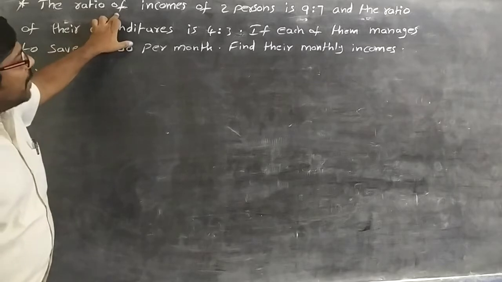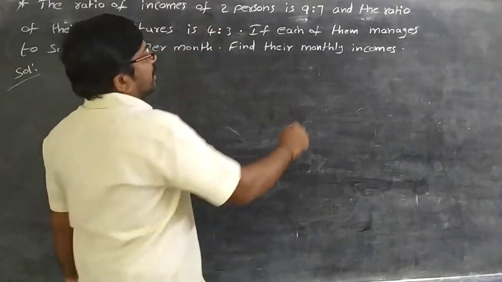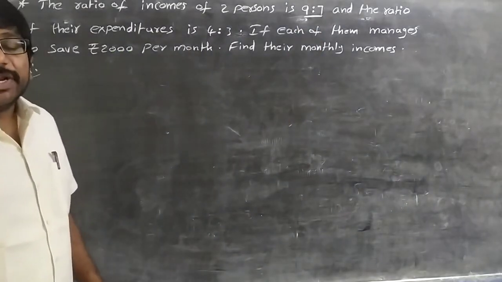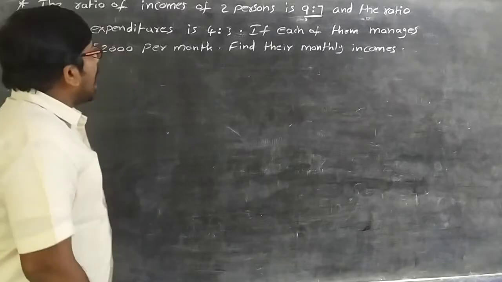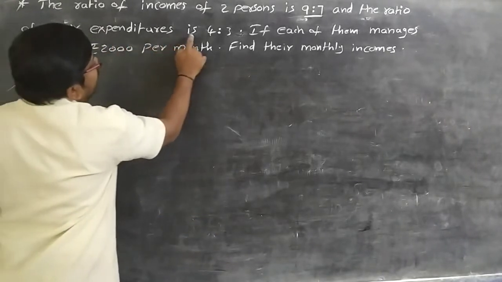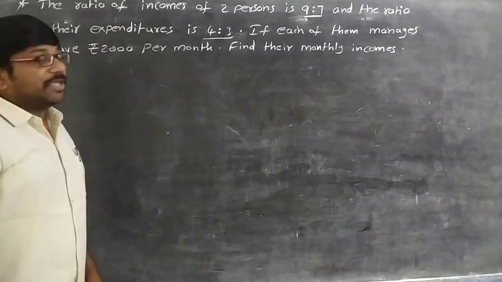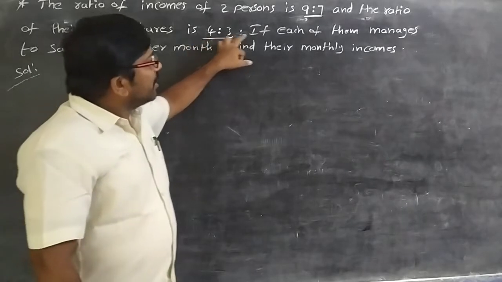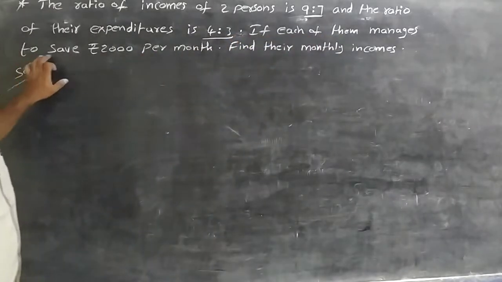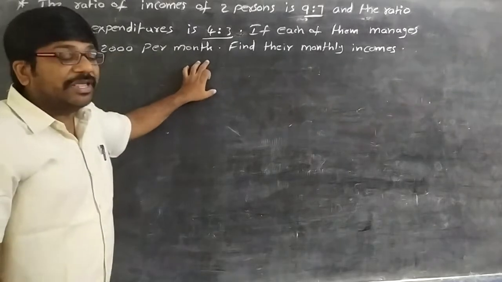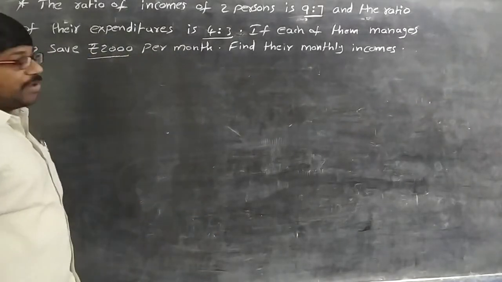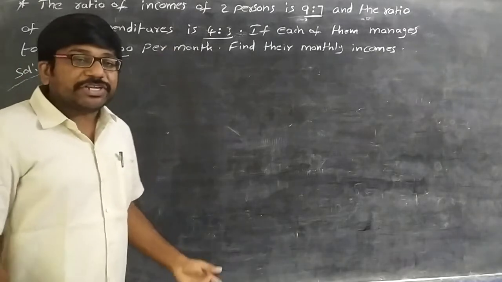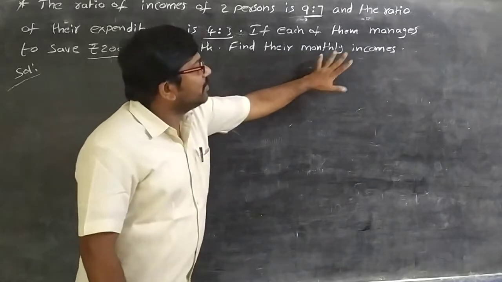The ratio of incomes of two persons is 9:7. It is the income ratio. The ratio of their expenditures is 4:3. So it is the income ratio, and it is the expenditure ratio, right? If each of them manages to save 2000 rupees monthly, it is the saving amount, right? So both persons save 2000 rupees per month. Then the question is, find their monthly incomes.